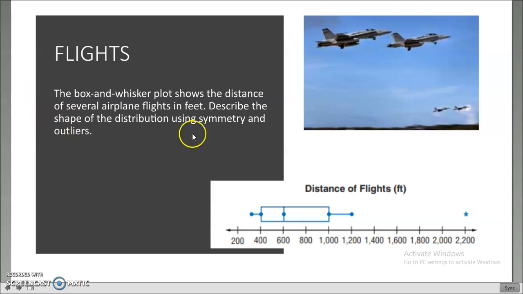Let's do another one. This box and whisker plot shows the distance of several airplane flights in feet. Describe the shape of the distribution using symmetry and outliers. This one definitely is not symmetric. I have a skinny section here and a fat section here, and this fat section is over to the right, which makes sense because I have this outlier here. So this is skewed to the right because of this big fat section over at the right.